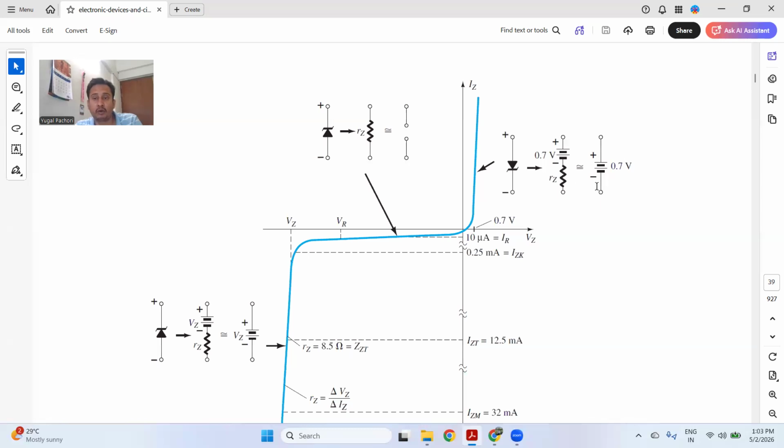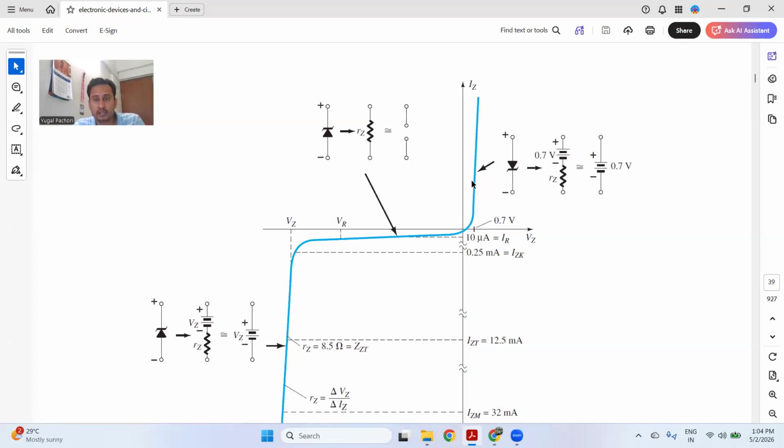And the ideal Zener diode does not have any resistance. It just has a constant regulated power supply of 0.7 volt. So in this particular case, this is 0.7. However, it can be changed from 0.7 to 7, 7 to 15, 15 to 20 or 30, depending upon the manufacturing specification of the Zener diode.